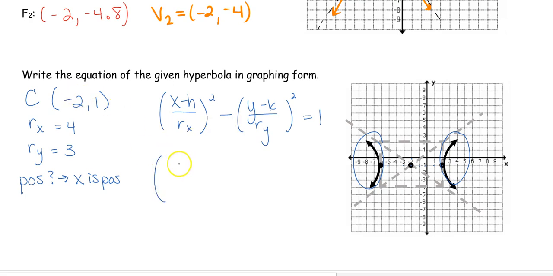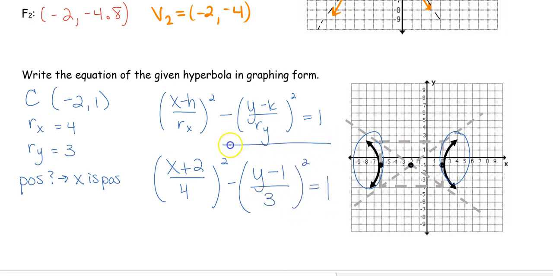The center, x minus -2, it becomes opposite, so it's a +2. The r of x is 4, quantity squared, minus y minus the y coordinate, 1, over the r of y, which is 3, quantity squared, equals 1. And that is it for the hyperbolas.